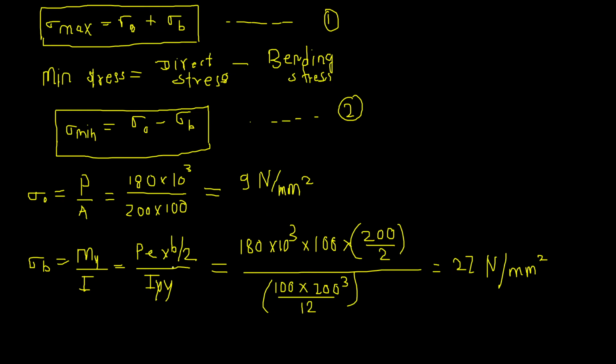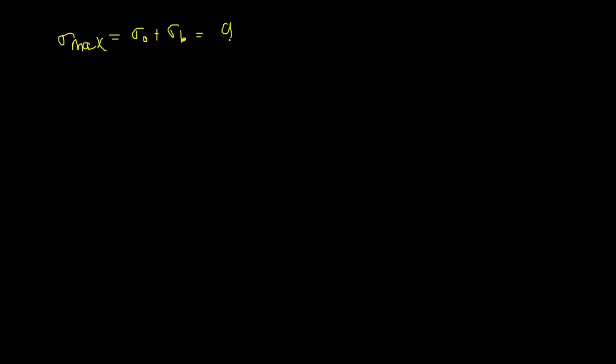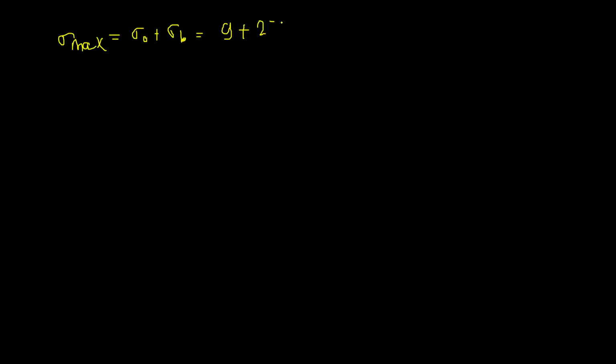Okay, sigma naught is done, sigma b is also done. Now substituting in equation number 1 and equation number 2, sigma max, that is maximum stress, is equal to sigma naught plus sigma b. The value of sigma naught is 9 and sigma b is 27. 9 plus 27 is 36 newton per mm square. So this is the value of maximum stress.